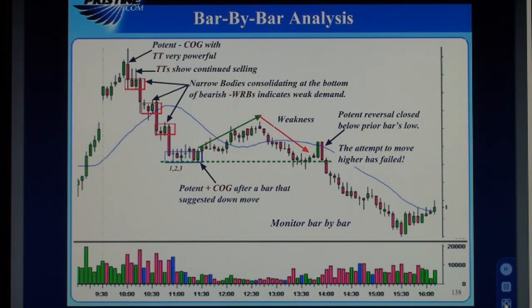As prices moved down toward the prior low, note the bottoming tail bars that began to form, and then the attempt to move higher, which was followed by a potent reversal that closed below the prior bar's low. So there was a failed attempt to move higher, there was a void below, and prices dropped from there. Continue to monitor bar by bar.